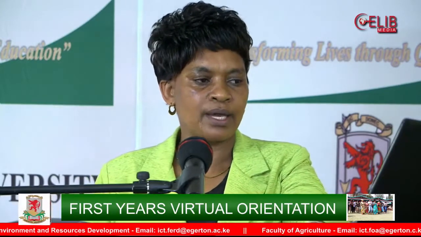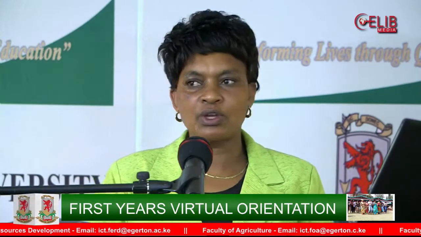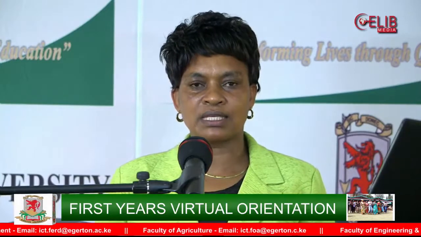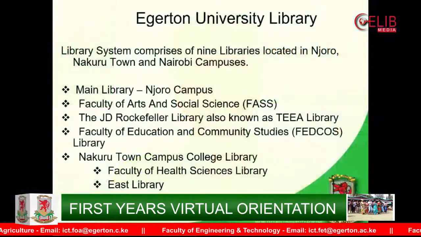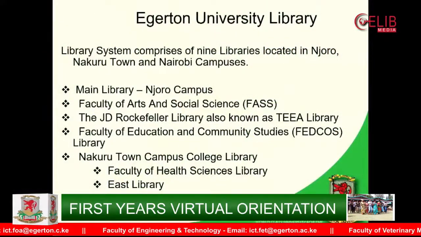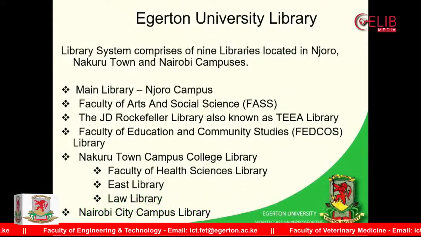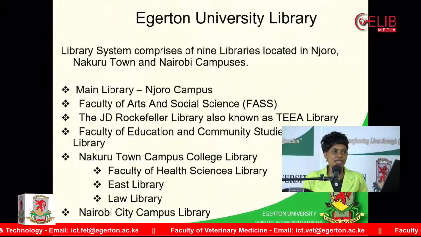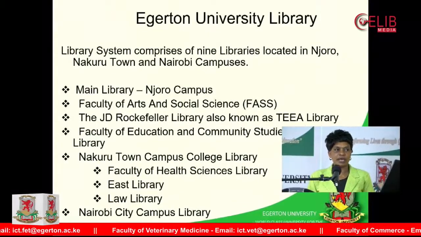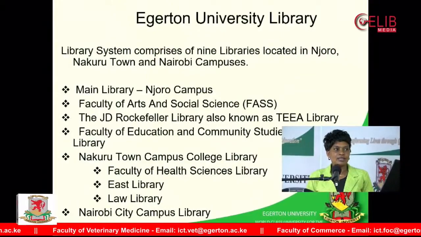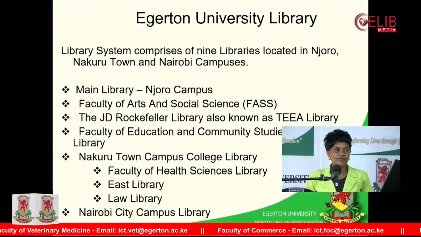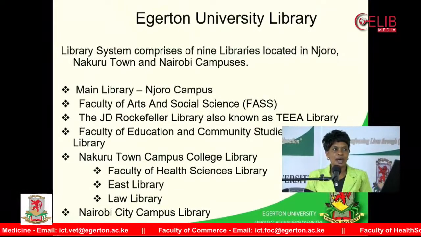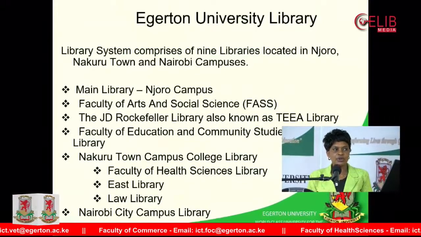So I will start by just saying that the Egerton University Library is actually a system which is comprised of 9 libraries. We have 4 libraries here in Njoro campus. We have the main library in Njoro. We also have the Faculty of Arts and Social Sciences Library. It is also in Njoro. We have the J.D. Rockefeller Library, or TIL Library, which is our research library. It is also in Njoro. And then we have the Faculty of Education and Community Studies here also in Njoro.